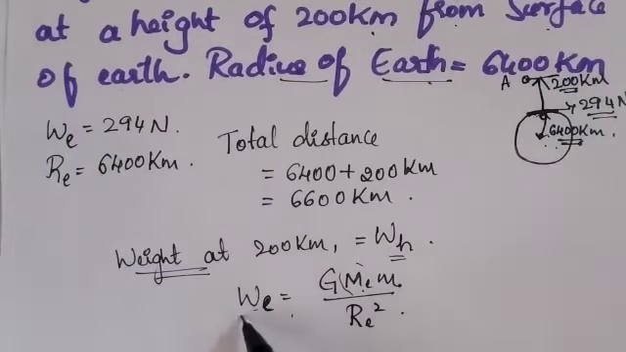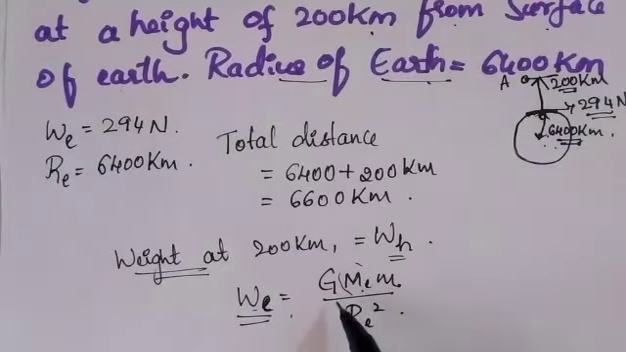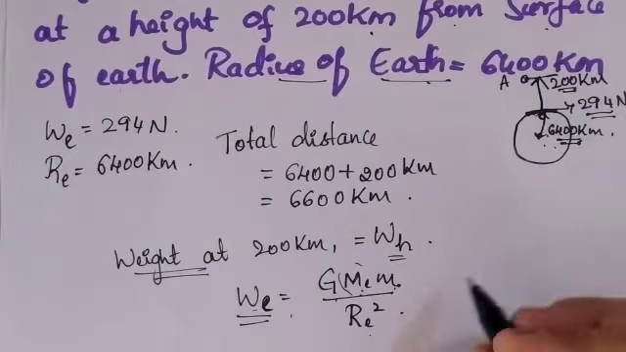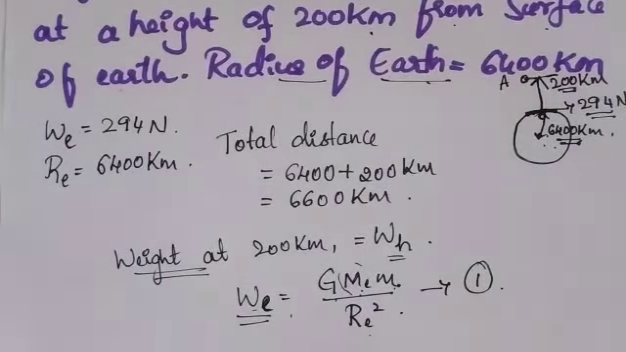Why I have considered this formula is that weight is nothing but the force of gravity. Force of gravity means, what is the formula for the force? G ME M divided by RE square. Now let me take this as equation number 1. This is the weight of an object on the Earth.